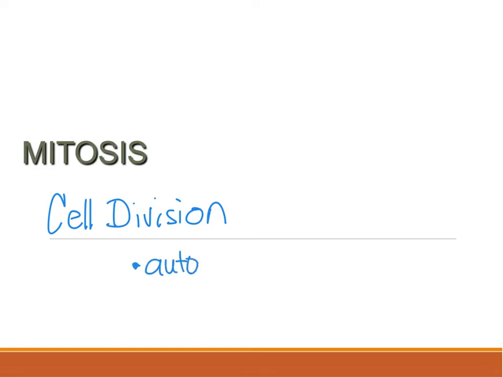Cell division, or mitosis. So we talked about how DNA divides. Now let's talk about how the entire cell divides. As DNA divides, so does the cell. When we talk about mitosis, we're talking about what's called autosomes.